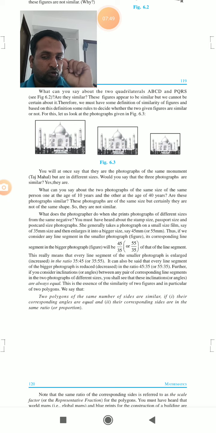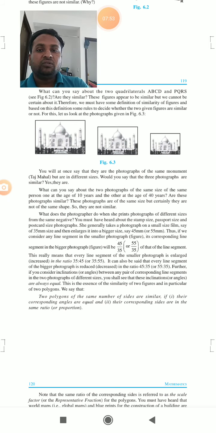Subheading: polygon. A closed plane figure bounded by only line segments is called a polygon. Examples: triangle, rectangle, parallelogram, equilateral triangle, rhombus, trapezium, etc. Now see the next point here.